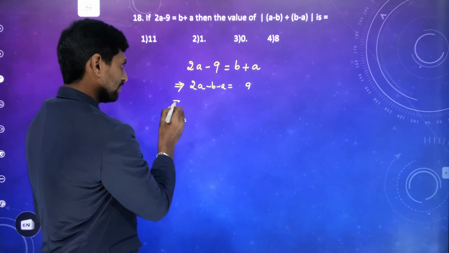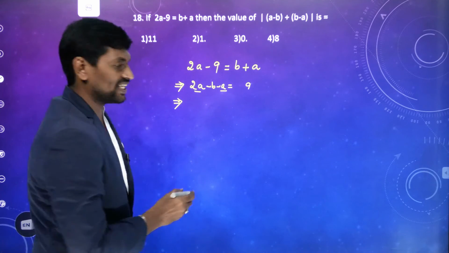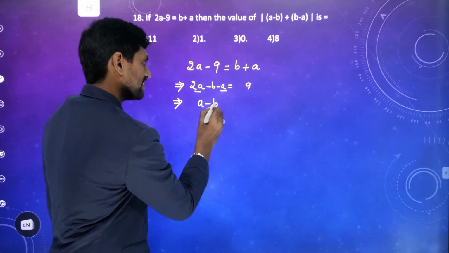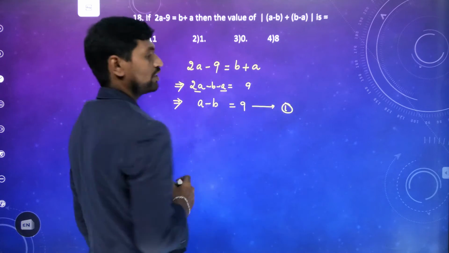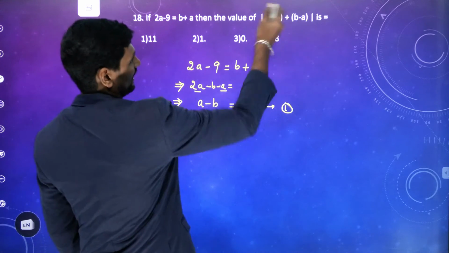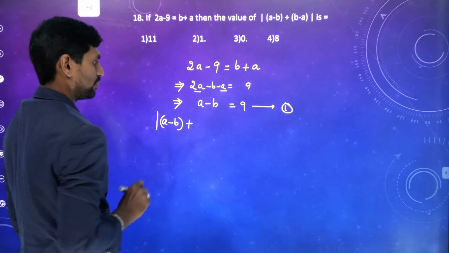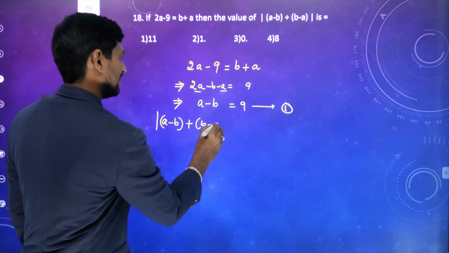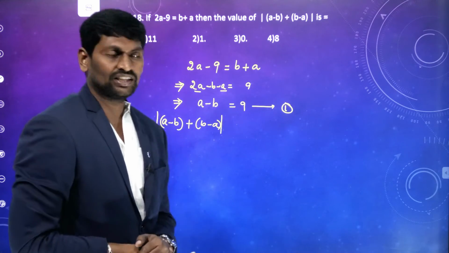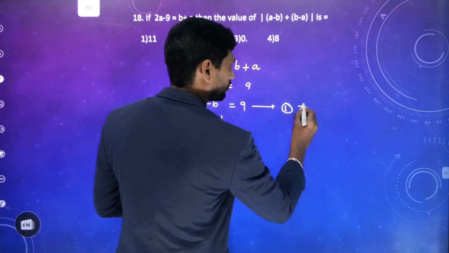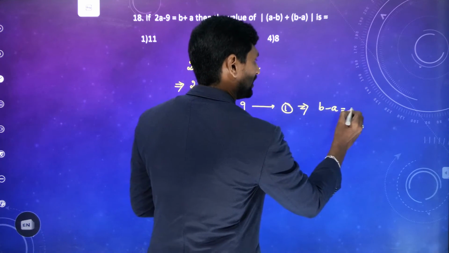That implies 2a minus a, this 2a minus a gives a. This is minus b as it is. The a minus b value I got is 9. Let us take the required value, a minus b in the modulus and b minus a. We have to find this value. If a minus b value is 9, what about b minus a value? The b minus a value is -9.